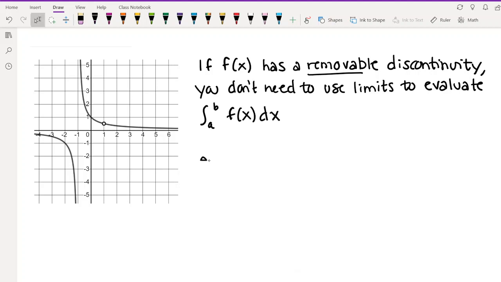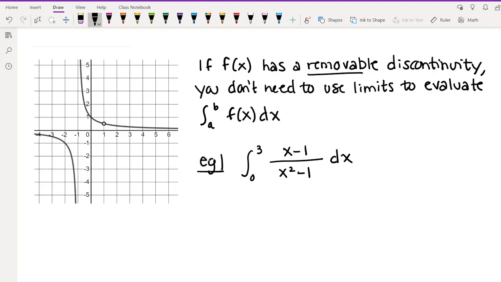Okay, so this example here, the function is x minus 1 over x squared minus 1, and we're going to be integrating, by the way, from 0 to 3. So this one has actually two discontinuities, right? It has a vertical asymptote at -1, but -1 doesn't fall within our bounds, so we don't need to worry about that. It also has a hole at +1.